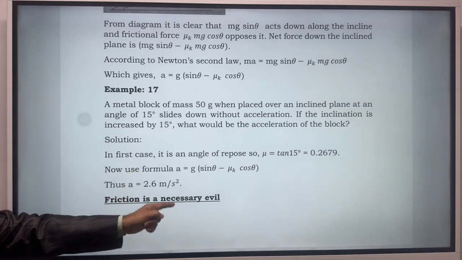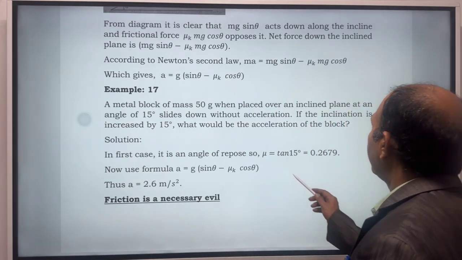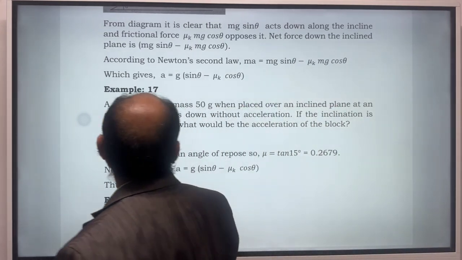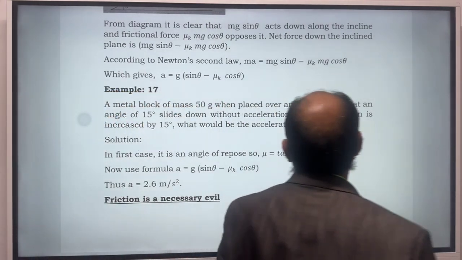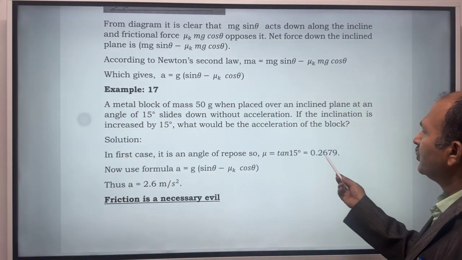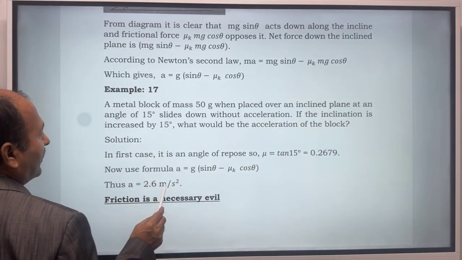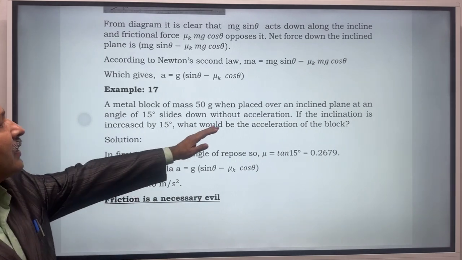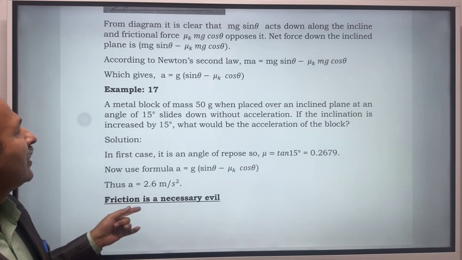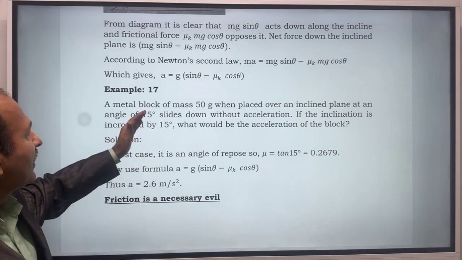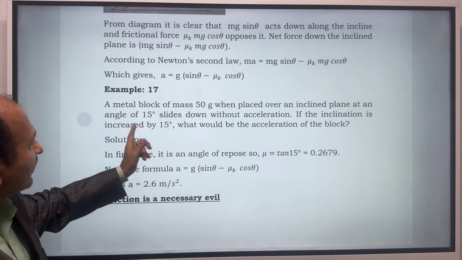So we can evaluate mu. If you remember, I told you angle of repose gives mu equal to tan theta. So tan theta, theta is given as 15 degrees, and this value is also given, so you don't have to use a calculator. So mu is this much. Now, if you want to find out acceleration if the inclination is increased by 15 degrees, what does this mean? Now the angle becomes 30 degrees. Earlier it was 15 degrees, now a further 15 degrees is added, so 30 degrees.